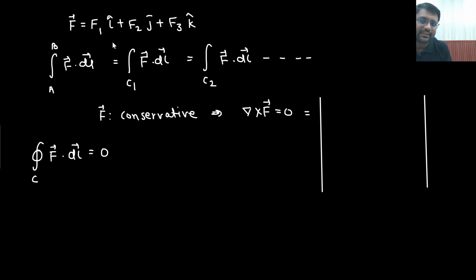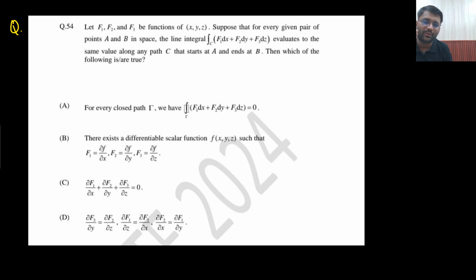What is dl? dl is dx i cap plus dy j cap plus dz k cap. What is your F dot dl? I am just simply writing here what your F dot dl is. So dl is dx i cap, dy j cap, dz k cap. So F1 dx, F2 dy, F3 dz. Here, F1 dx plus F2 dy plus F3 dz will come out to be 0. Is that statement correct? Absolutely correct.